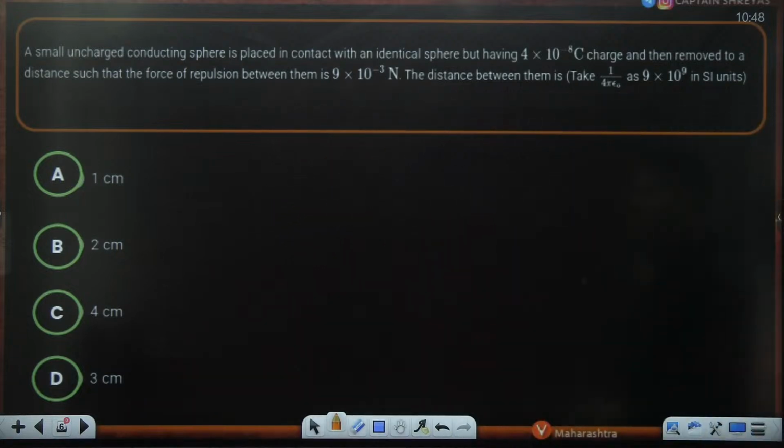So here's a question. A small uncharged conducting sphere is placed in contact with an identical sphere having this much coulomb of charge, and then removed to a distance such that the force between them becomes this many newtons.